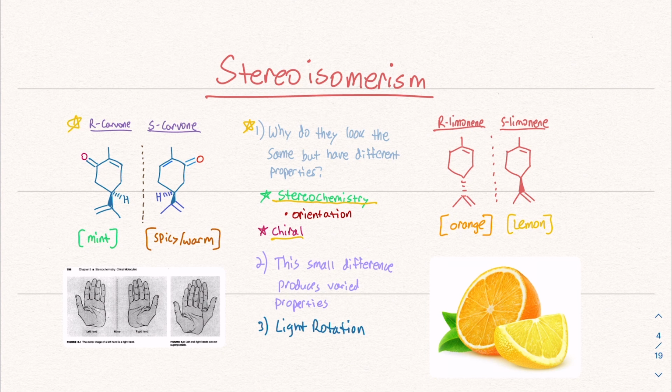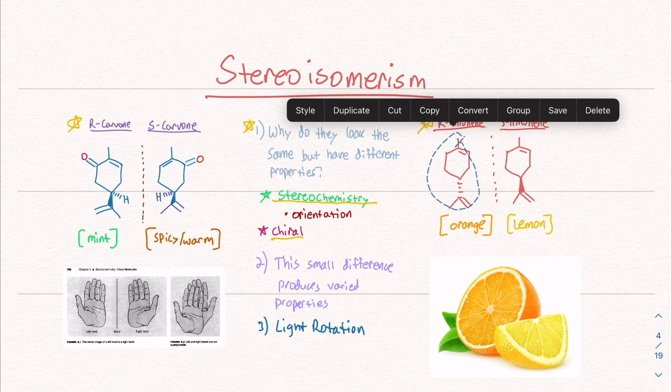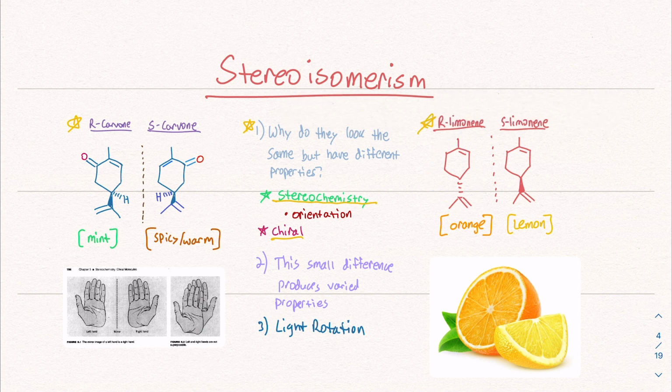Let's talk about limonene. We have these two molecules, R-limonene and S-limonene. Although they look similar, if you can think about this dash being in the background and the wedge being in the foreground, you can see that they look similar, but you can't fit them on top of each other, especially because of that 3D orientation. One side is going to the back, one side is going to the front, so it's not quite the same.